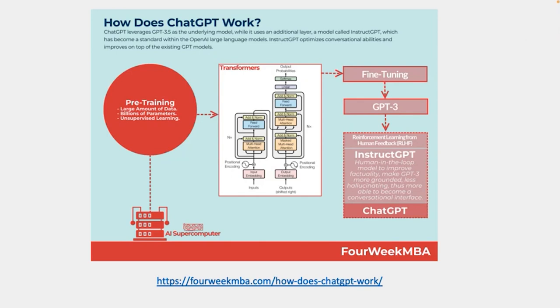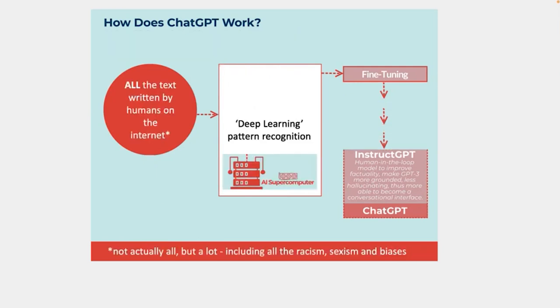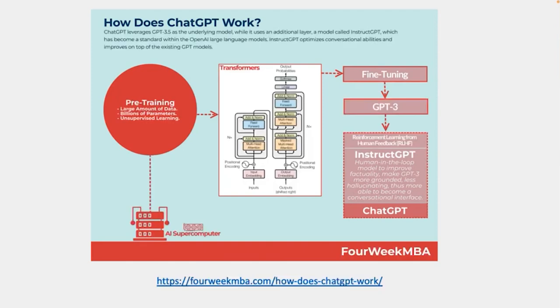Large language models for beginners. What the hell is it? It's this. Look. Stuff. So this is sort of the explanation that you get online. And look, there's a little picture of a computer with antennae, like a little bug. That's good, isn't it? But the rest is kind of gobbledygook, I think. But maybe it looks more like this, right? So the first bit says pre-training data, large amount of data, unsupervised learning, transformers, fine-tuning, instruct GPT.